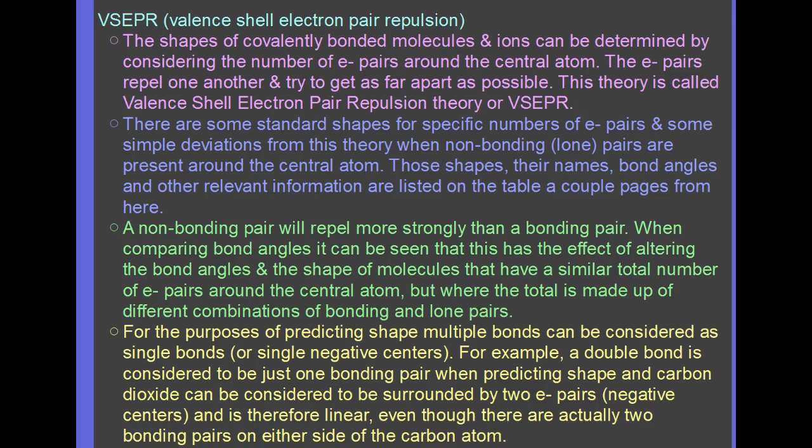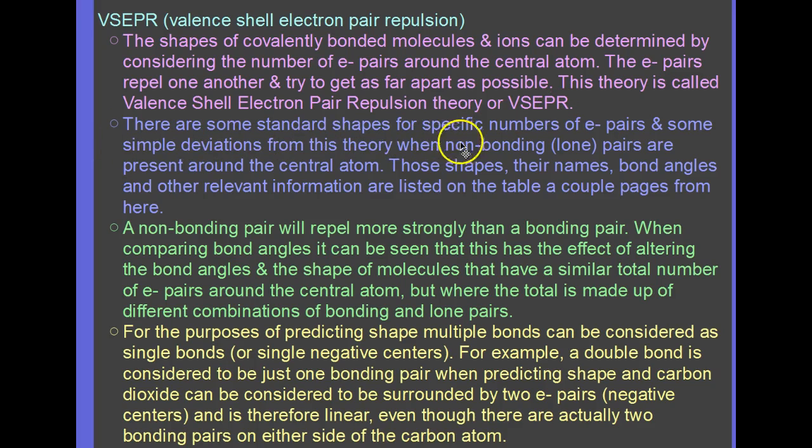So VSEPR, valence shell electron pair repulsion. This is really just talking about the shapes of the compounds. And you have to be able to predict these shapes and the angles. So the shapes of the covalently bonded molecules and ions can be determined by considering the number of electron pairs around the central atom. The electron pairs repel one another and try to get as far apart as possible. This theory is called VSEPR, valence shell electron pair repulsion.